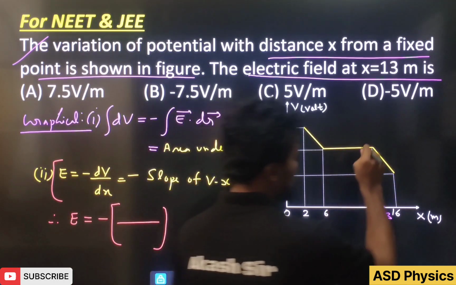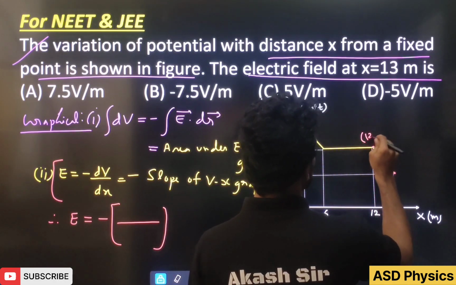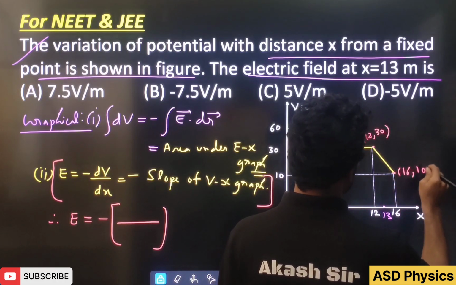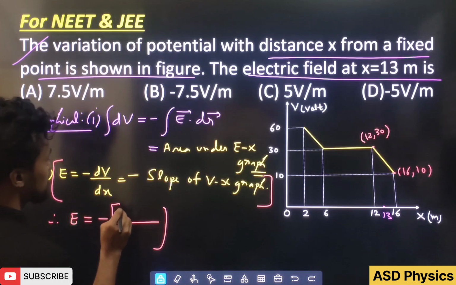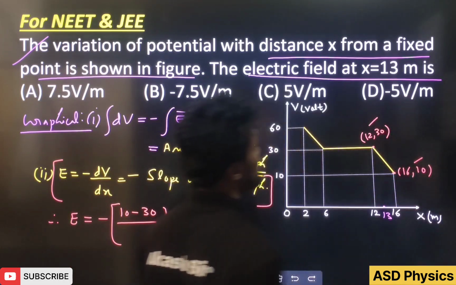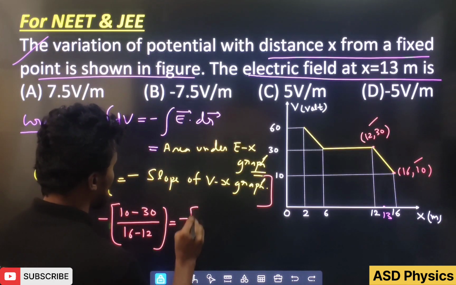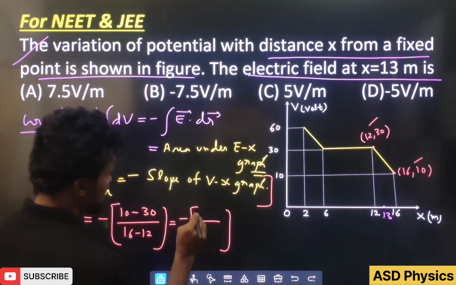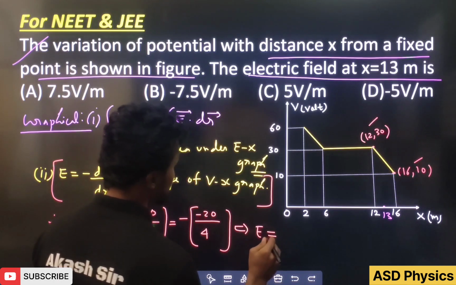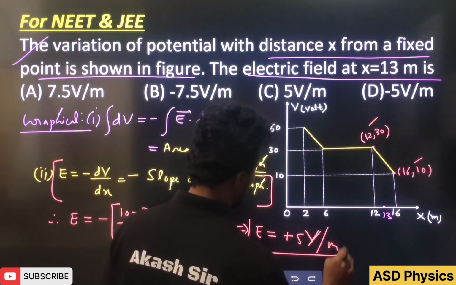How to get the slope here? See, this line has a constant slope. So here, points, students, how much you see? 12, 30. And here at this point, how much? 16, 10. So slope means, final minus initial: 10 minus 30, that is V2 minus V1 by 16 minus 12. So what will this become here? Minus, and again 10 minus 30 is how much? Minus 20. 16 minus 12 is how much? 4. So when you simplify this, E is coming how much here? Plus 5 volt per meter.